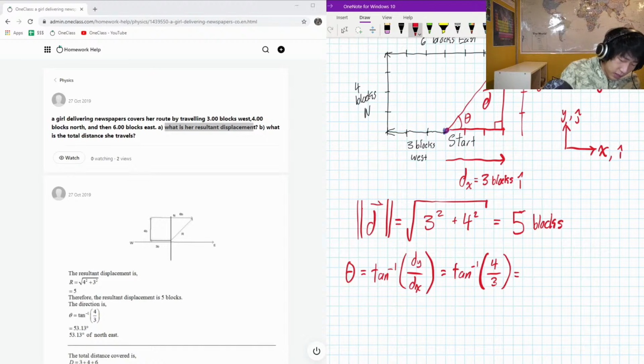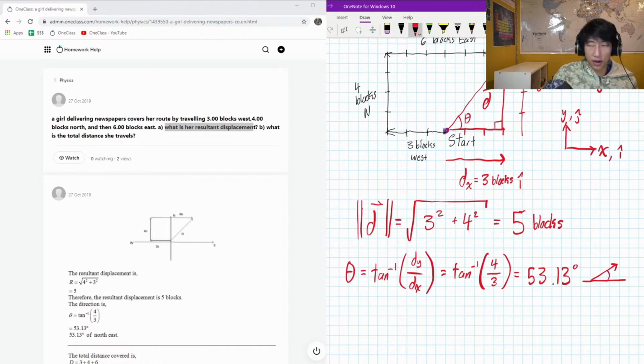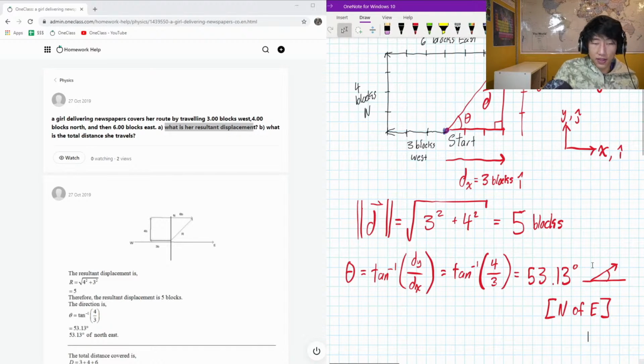And I got 53.13 degrees, and this is counterclockwise with respect to the positive x-axis that we defined. And to kind of represent what that means, you can draw a little drawing like this just to show that this is the direction of the angle. Okay, so her displacement is 5 blocks, 53.13 degrees north of east. You could also write this as this, north of east. Okay, that's another way that we could represent this, and that would address the first part of the question.